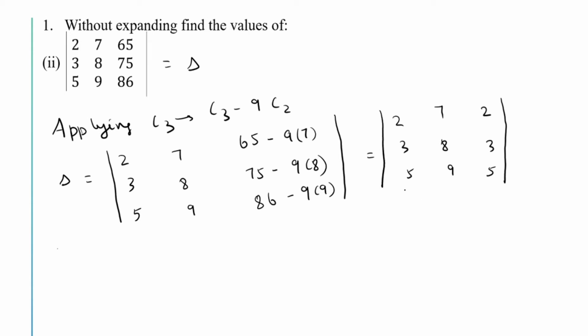So here we can see that C1 and C3 are identical. That is, all the elements are same. So the value of this determinant is 0 using the property. So this is equal to 0 since C1 and C3 are identical. Therefore, delta is equal to 0.